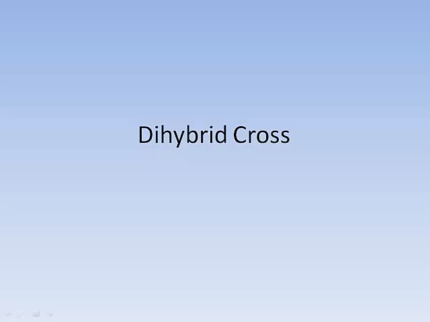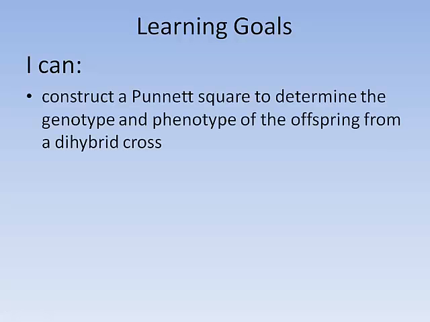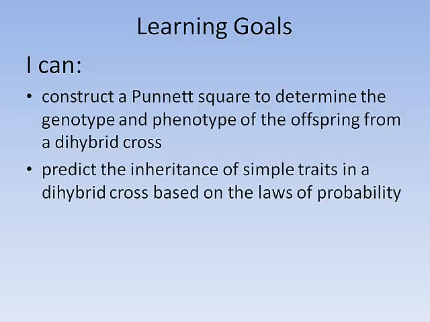Let's talk about dihybrid crosses. Here are our learning goals. We're going to construct a Punnett square to determine the genotype and phenotype of the offspring from a dihybrid cross. We're going to predict the inheritance of simple traits of a dihybrid cross based on the laws of probability.